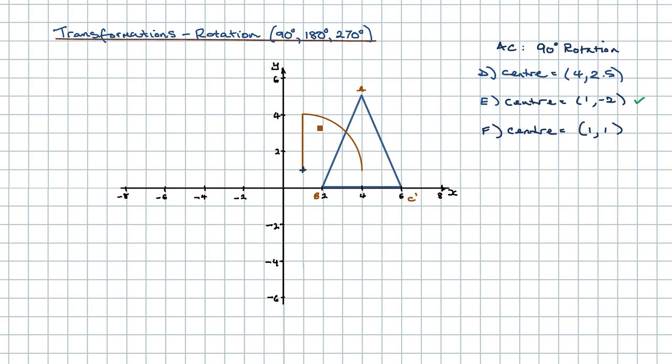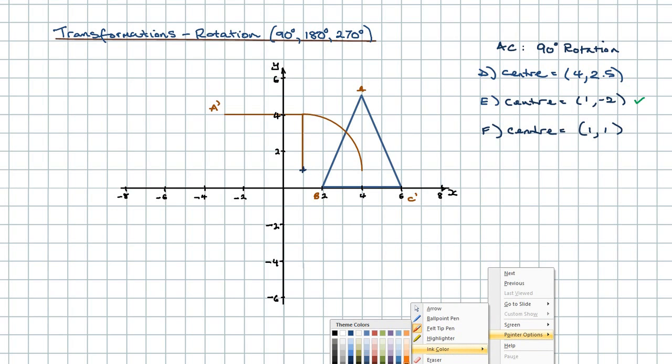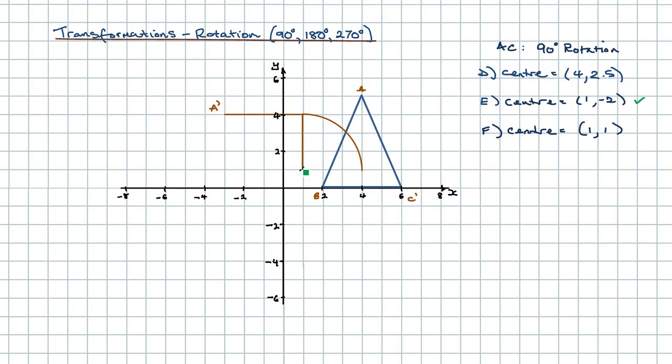Now from this point I simply have to draw along 1, 2, 3, 4. So again, if this is vertical, this is going to be horizontal. Okay, so now we've got A prime. Let's find the other 2 points. So let's go for B and find B prime. So again, from my center of rotation, let's change the color.